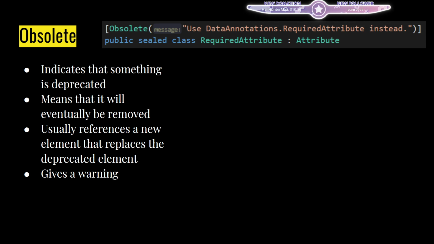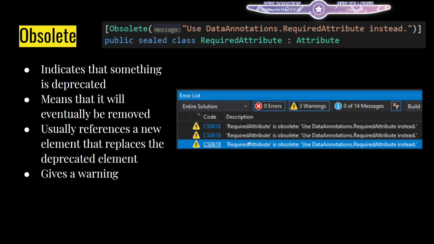So if you decorate something with an attribute such as obsolete, it will give a warning as above. So if we look at the warnings, you see required attribute is obsolete. Use data annotations require attribute instead. So I used this required attribute in 3 places, and therefore I get 3 warnings. And each warning has this message that I wanted to have.